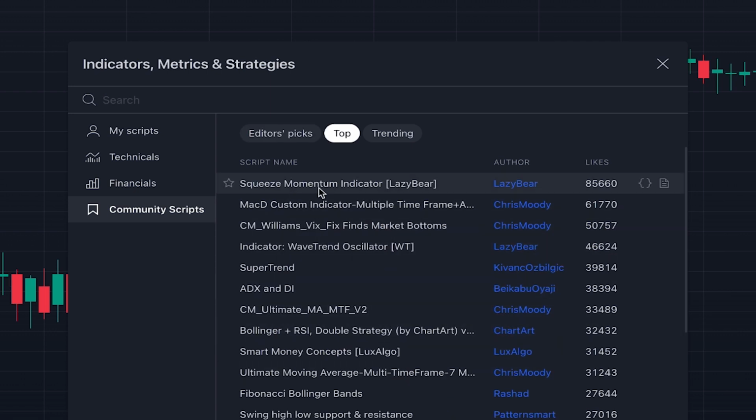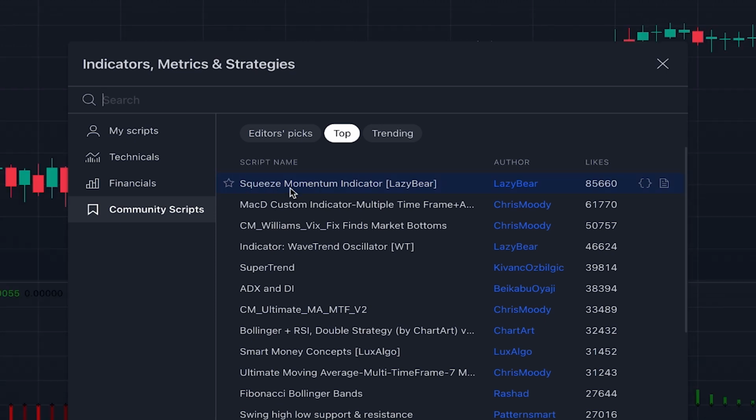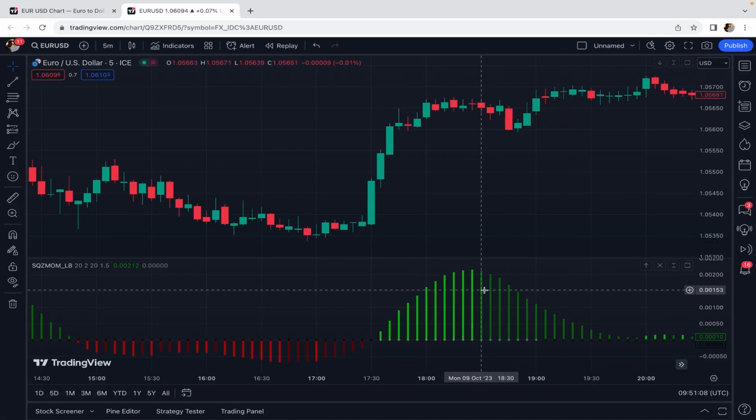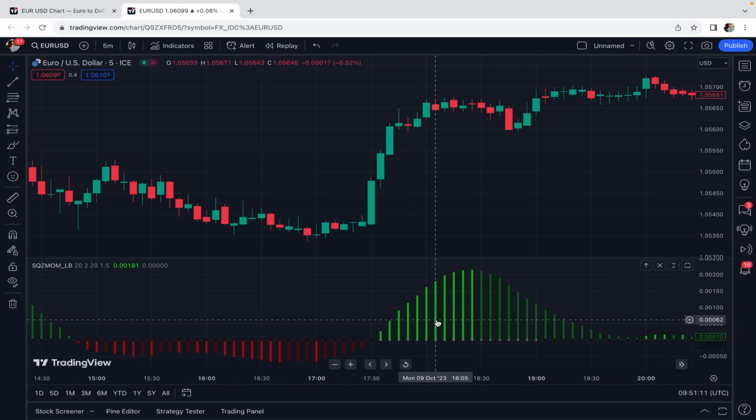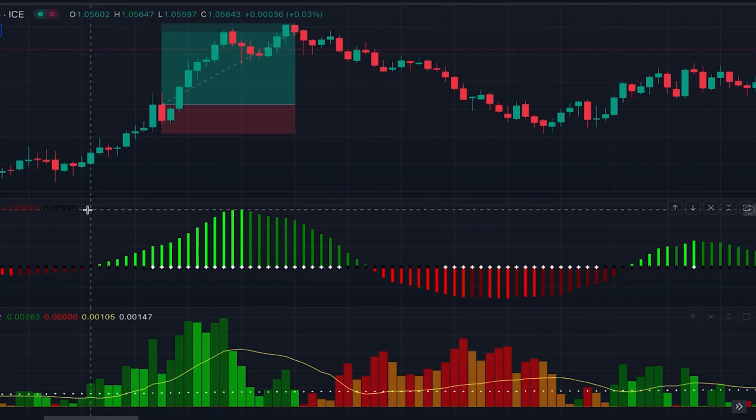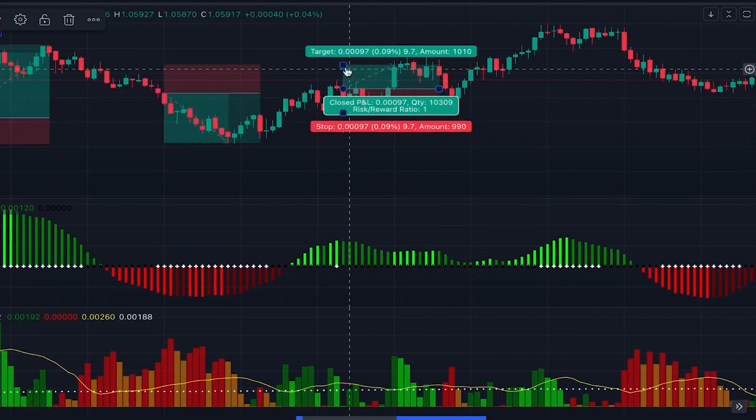We're going to see a trading strategy based on this indicator, Squeeze Momentum Indicator, which is written by someone named Lazy Bear. And as you can see, it's on top of the list with the highest amount of likes. Alright, after a short explanation about this indicator, I will teach you a trading strategy based on this, which is very accurate and highly profitable.